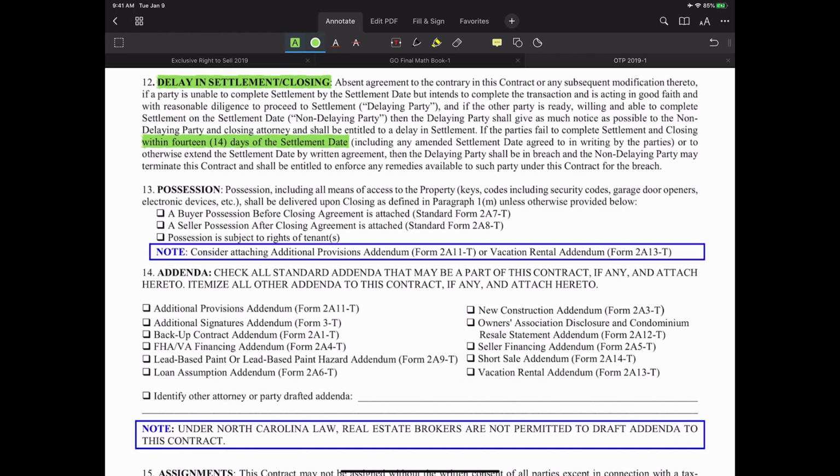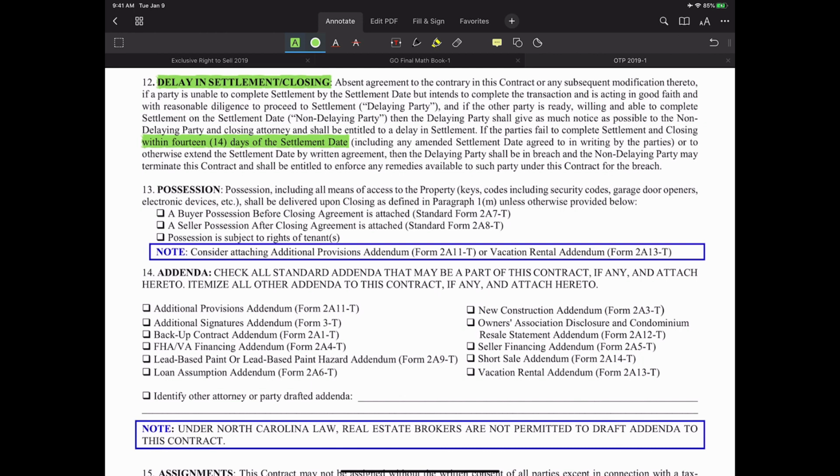Now, the buyer should not go into a contract planning to use the 14 days. They should, in fact, act in good faith. And after the 14-day period, they will be in breach if they do not close. But because the settlement date was not time is of the essence, what we've done is define what we consider to be a reasonable period of time. 14 days. 14 days, perfect.